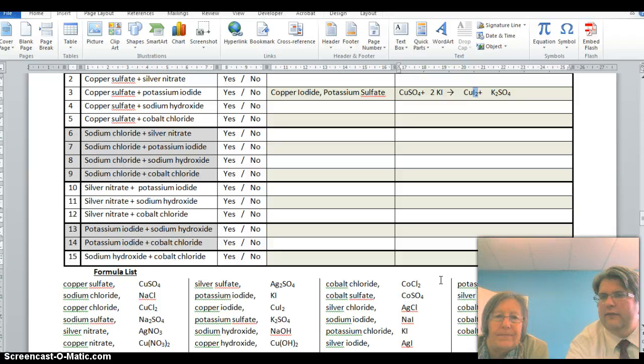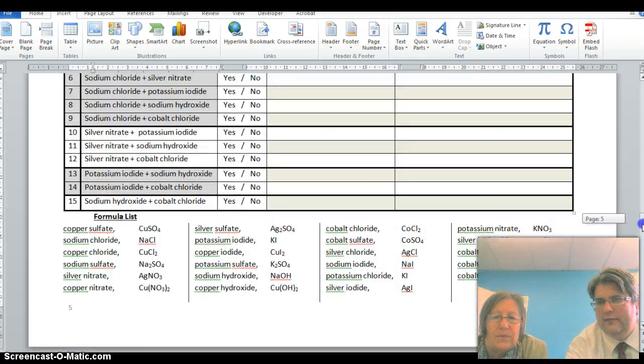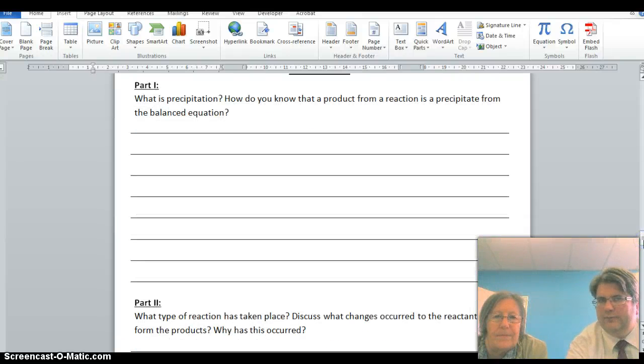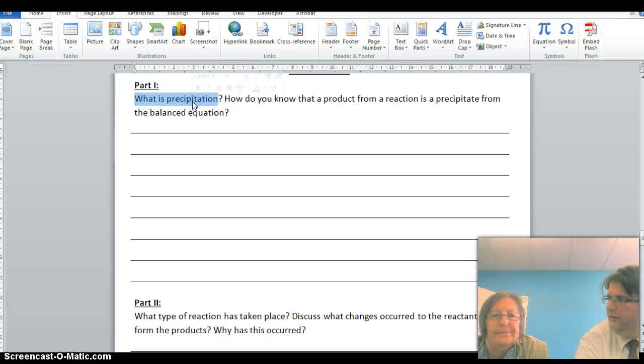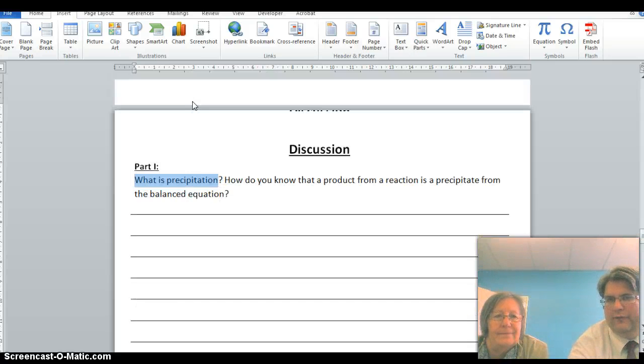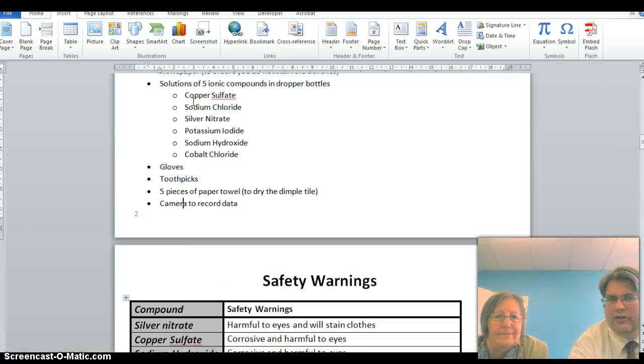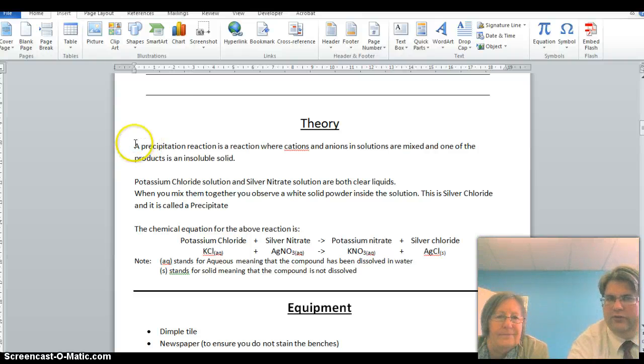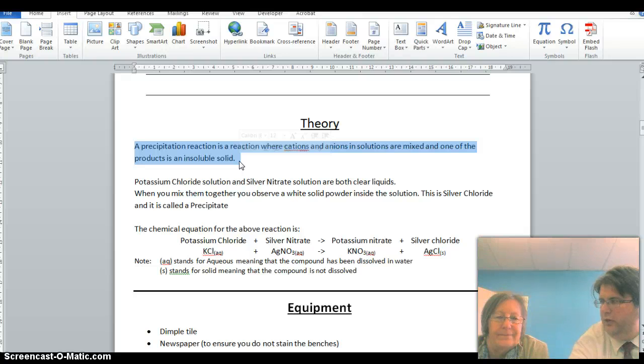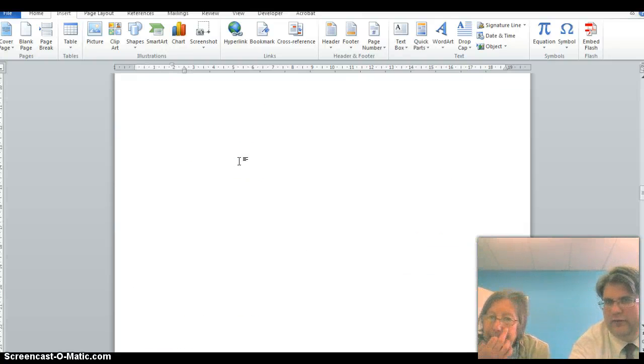Okay, we're almost there, guys, so we're going to go to the next bit now. We're going further down the task, and the next thing you have to do is a discussion. You have part 1. What is precipitation? That's fairly simple. You actually have that information further up in the book. If I go up in the book, it actually tells you precipitation. So you can actually read that there. You need to put that into your own words.